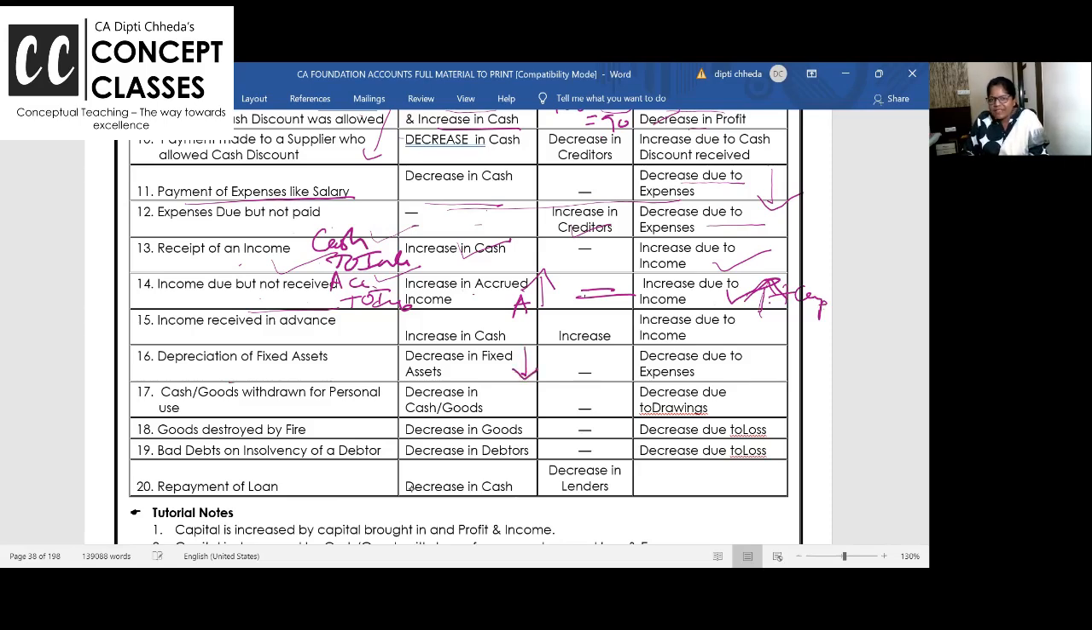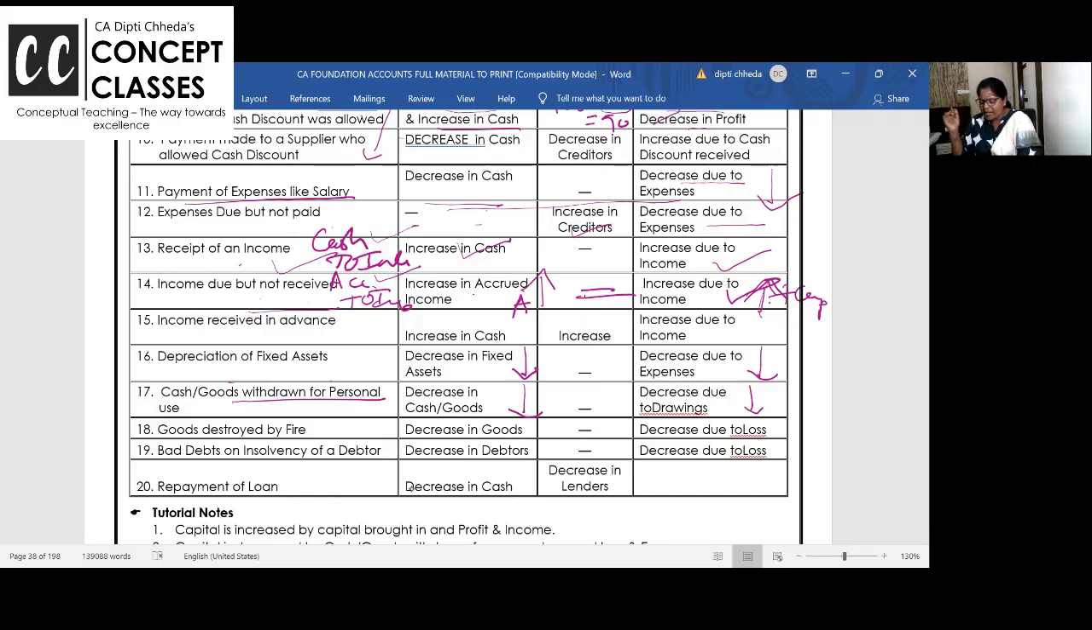Assets value is decreasing, and because of charging the depreciation, it's an expense. Depreciation is an expense. Profit is decreasing, so capital will decrease. Drawings by the proprietor, cash will decrease. Drawings to cash, journal entry. So cash is decreasing, capital is also decreasing. Clear?